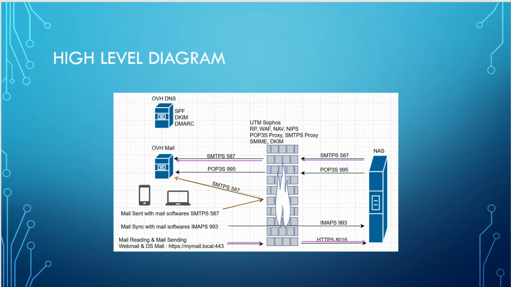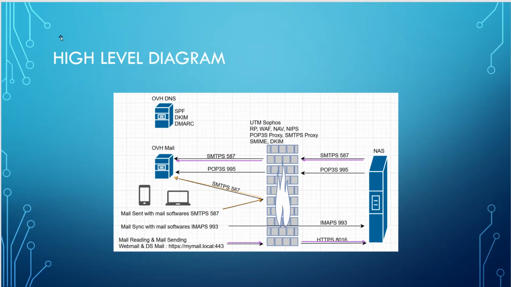Now, for my infrastructure, this is how I work on my side. You have my DNS provider, where I have my SPF, DKIM and DMARC records that we will see later. We have my OVH mail provider, my Sophos box, which I use as reverse proxy, WAF, network antivirus, network intrusion prevention system, POP3 proxy, SMTP proxy, S/MIME, and DKIM. And we have my NAS.